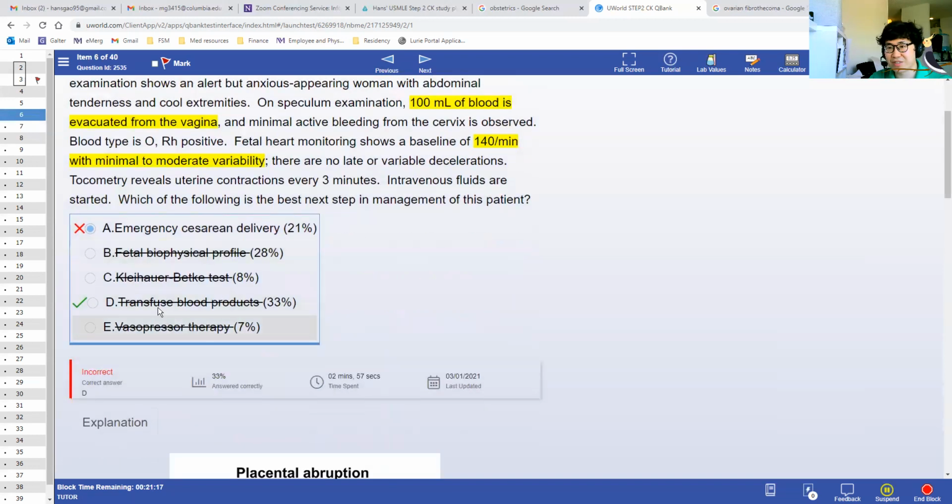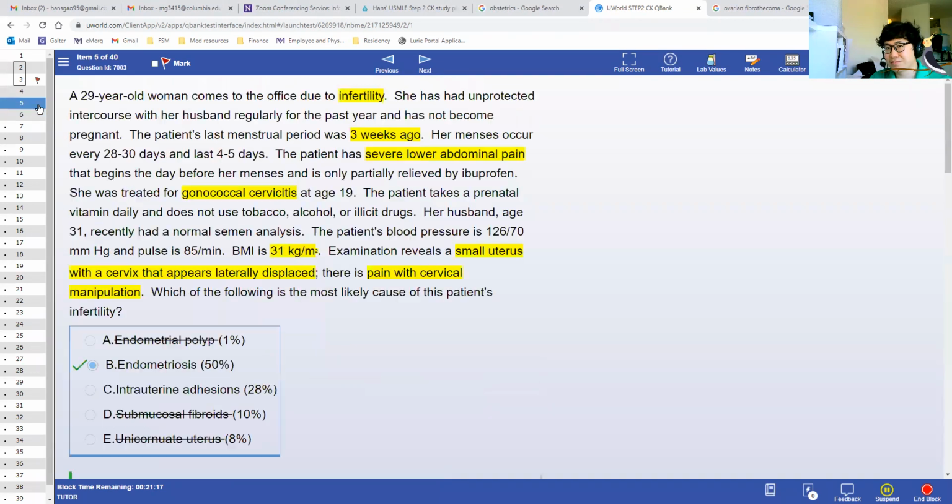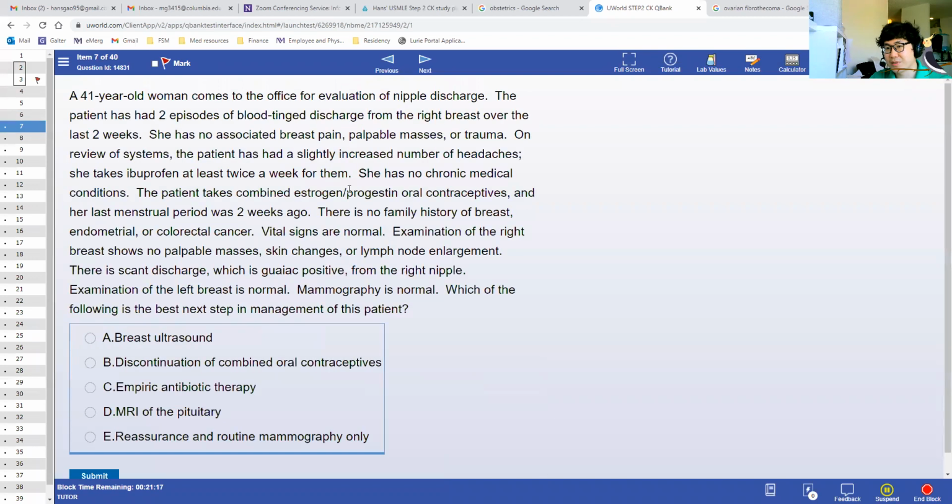All right, so I guess the reason I got this wrong was that I was too conservative when it came to giving blood. Next question.